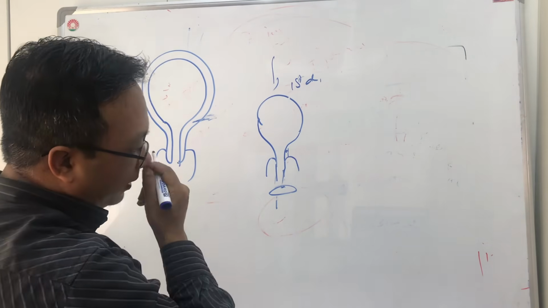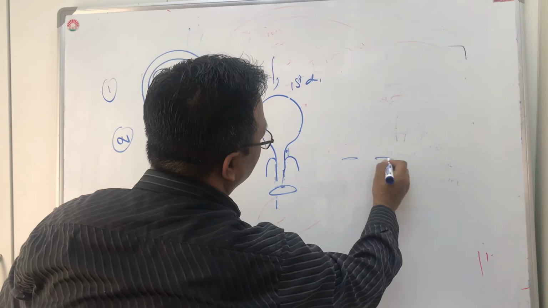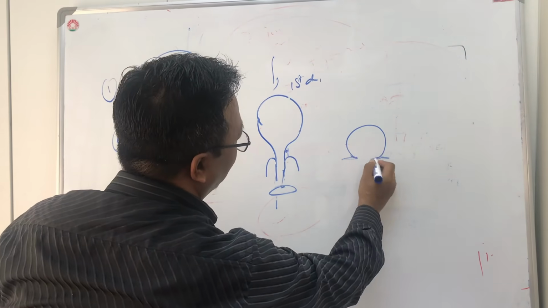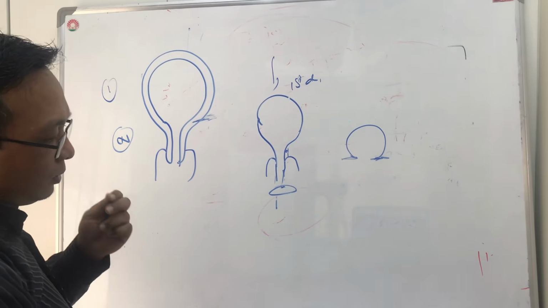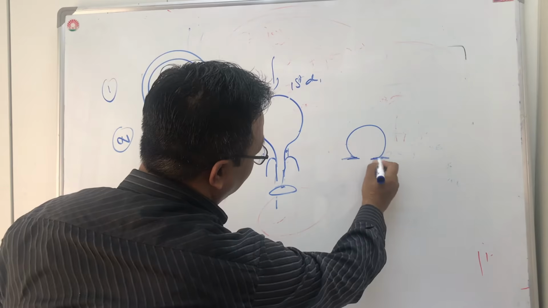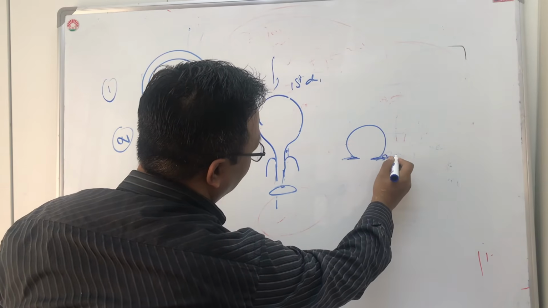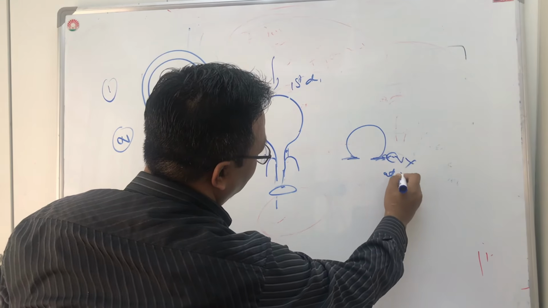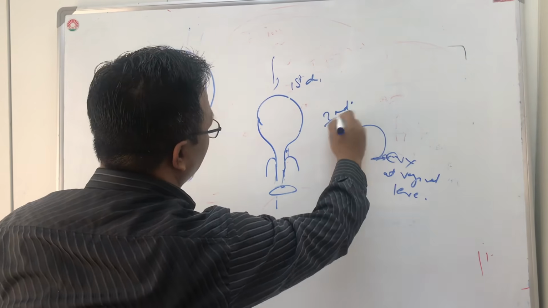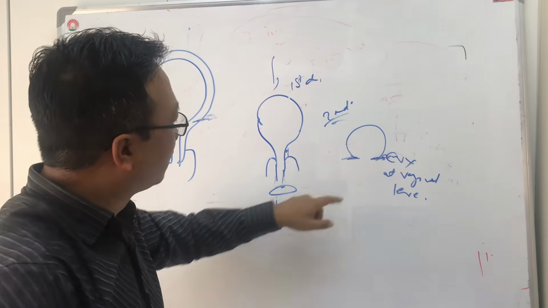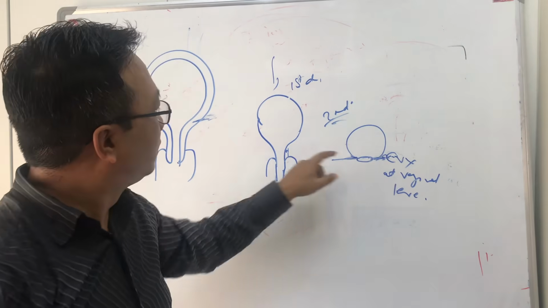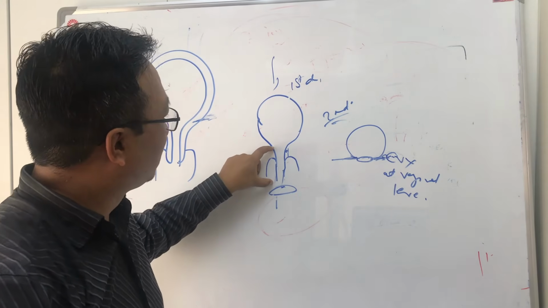Then second degree is that. So this is the vaginal opening. Second degree is when the uterus is now at the level of the cervix. So the cervix is at the vaginal level. When the cervix comes to here, at the vaginal opening, then it is the second degree.